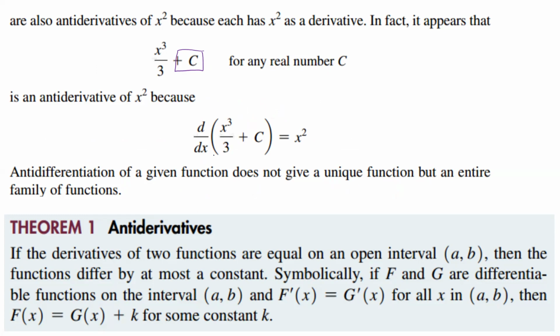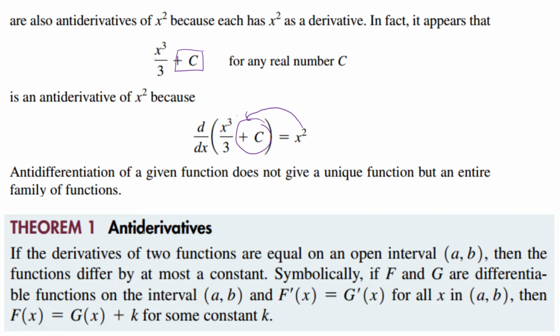If we took the derivative of this, we get x squared. So the antiderivative is going to be this. We're kind of going backwards: we're going from there and getting this. So anti-differentiation of a given function doesn't give a unique function, but an entire family of functions, and that's because we could have any real number c here.